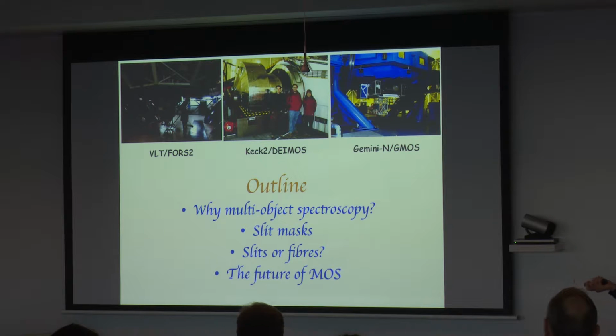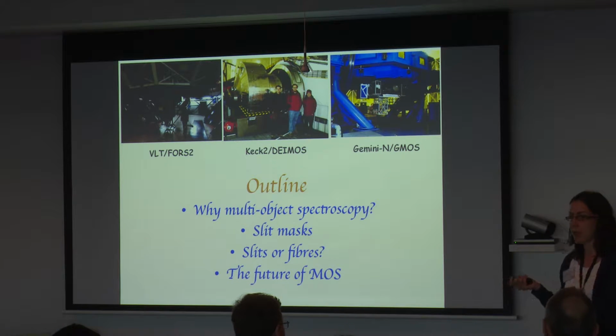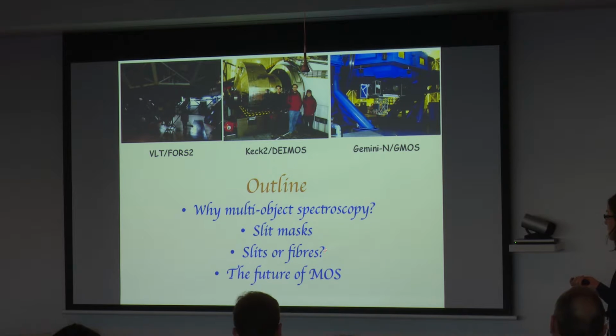So in this talk I'm going to cover why we do multi-object spectroscopy, and say a bit about the different types of multi-object spectrographs, slit masks and then slits or fibers, and then cover a little bit about the future, things that are planned for the telescopes and new and improved multi-object spectrographs to come.